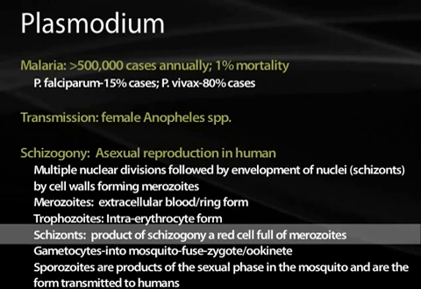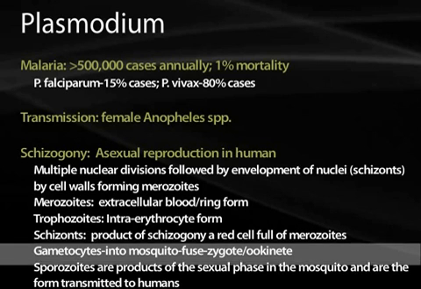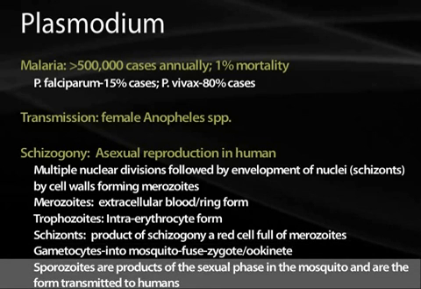Gametocytes in the mosquito then fuse and form the zygote, or the ookinete. The sporozoites are products of the sexual phase in the mosquito and are the form transmitted to humans. That's a lot to remember.